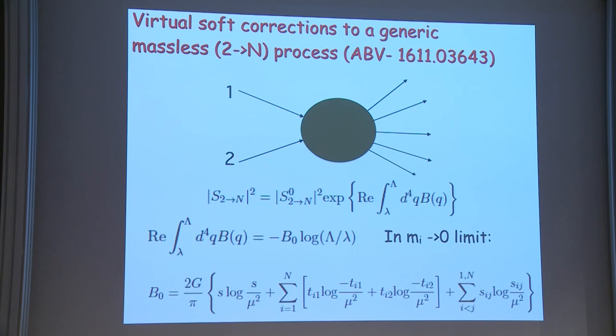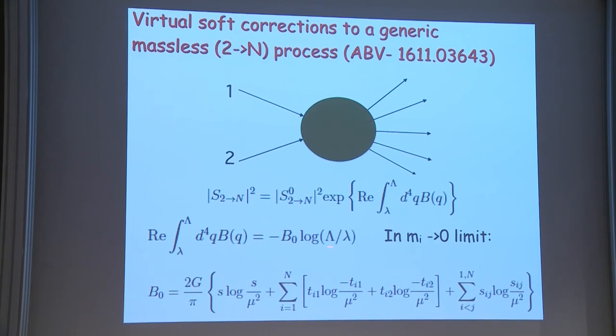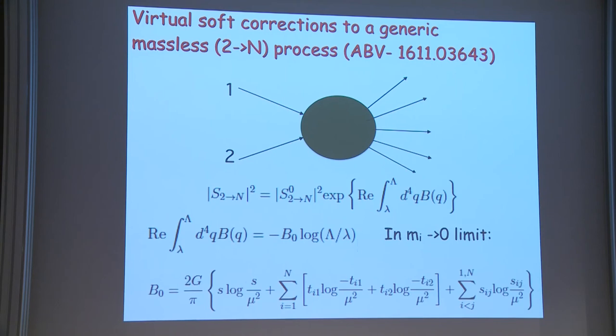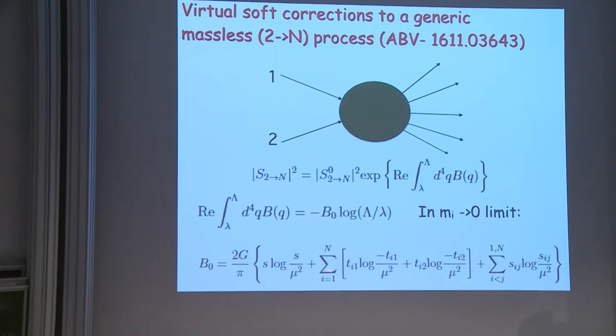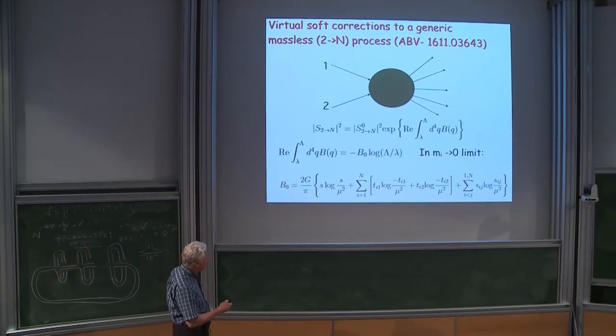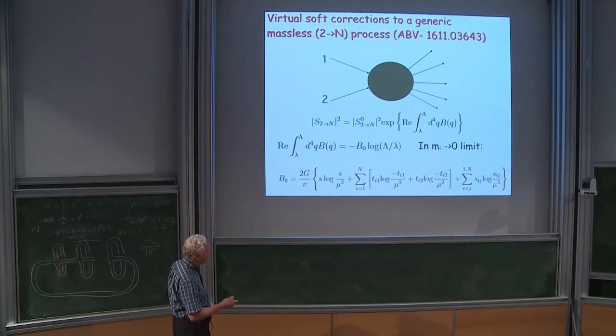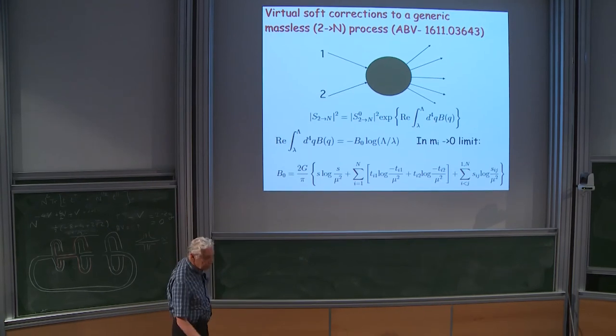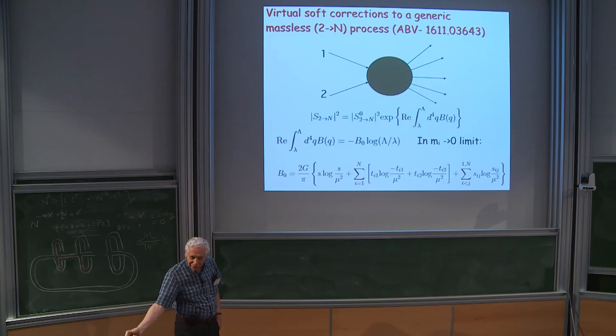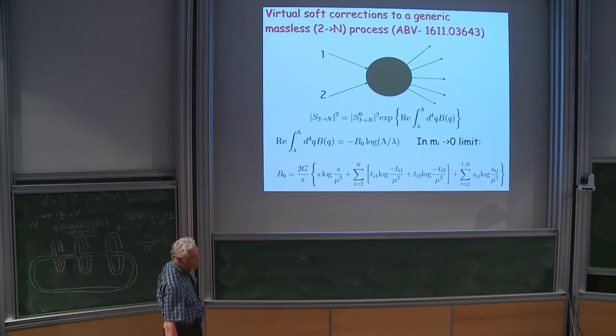So this is an infrared safe quantity. And by the way, we found something that could be amusing, a nice formula for the gravitational virtual corrections to a 2-to-n process, which, as Weinberg argued, has a smooth massless limit. He never wrote it down, even for 2-to-2 processes. It has this nice formula, S log S plus T log T plus U log U, which, by the way, is the same exponent which appears in the beta function at fixed angle. But this is the generalization to 2-to-n.